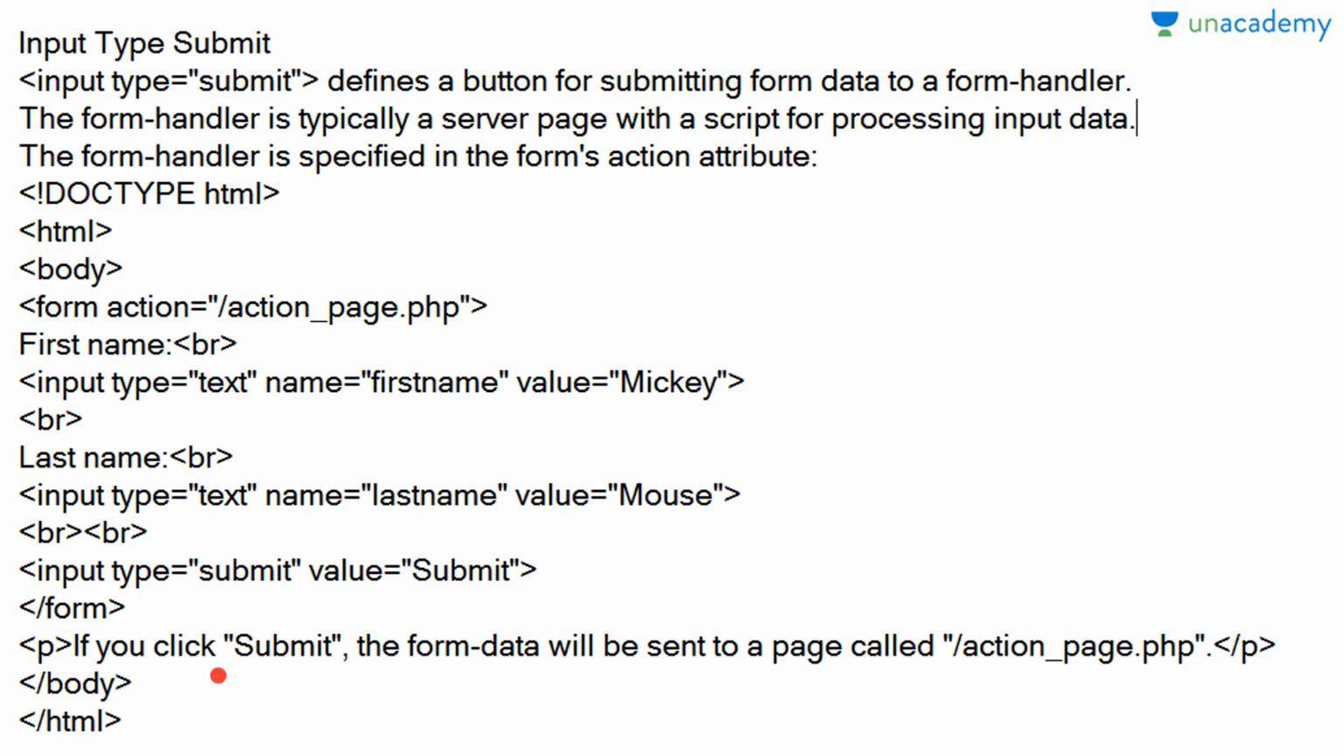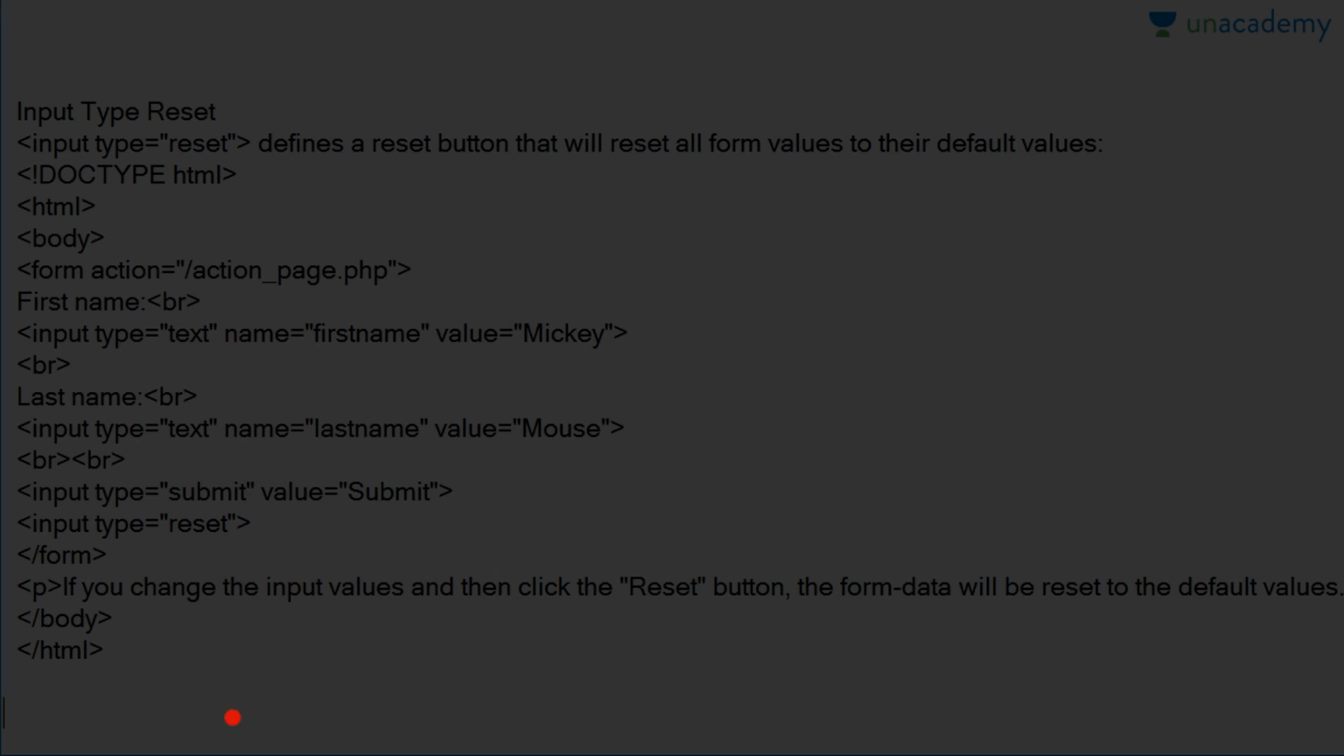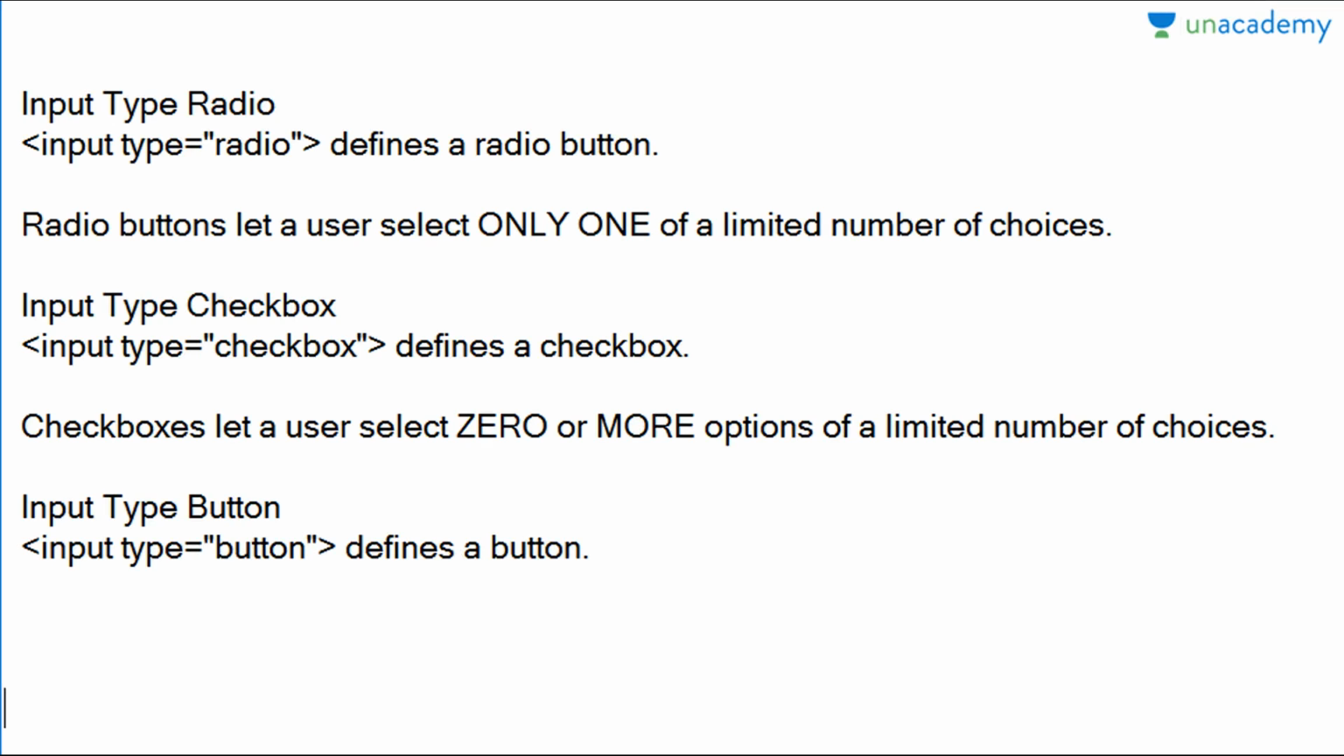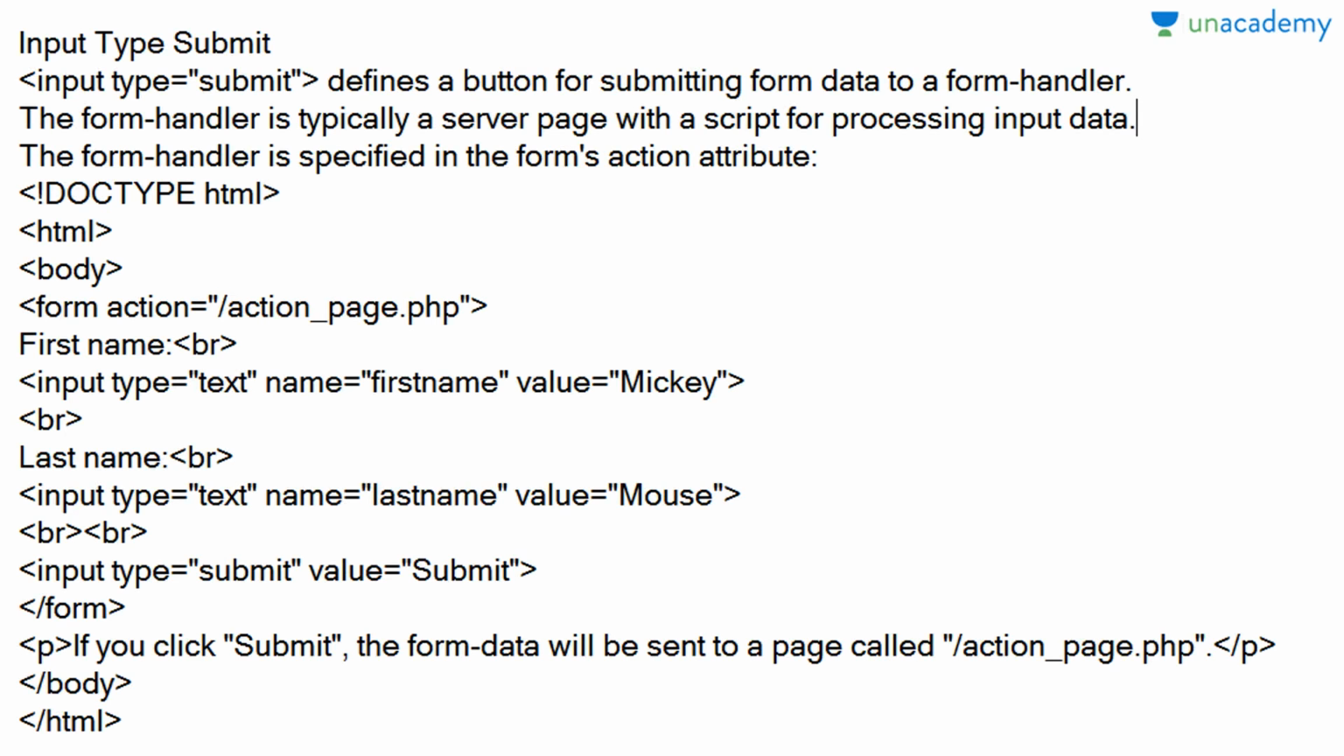If you click on submit, the form data will be sent to a page called action_page.php. Then body close, HTML tag close. So the complete form has been written and the root element has been closed. Now when you run this code, you will see the output with the following tag. Sorry, the output is not here. You can run this on your own website.